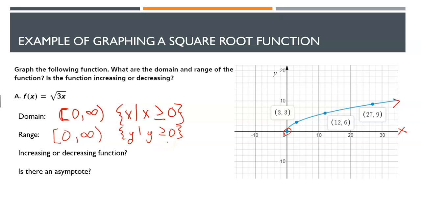Increasing or decreasing? Well, increasing means as the x gets bigger, 3, 12, 27, the y gets bigger, 3, 6, 9. So sure, it's increasing. And you remember the asymptotes we looked at in previous functions? This one doesn't have an asymptote. It's just going to get bigger and bigger and bigger and go to infinity. So there's no asymptote here.